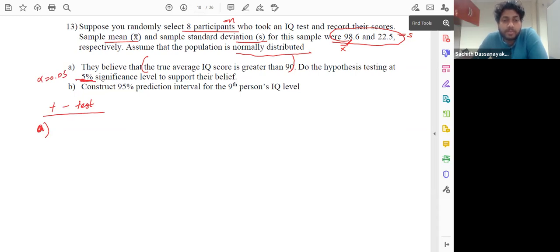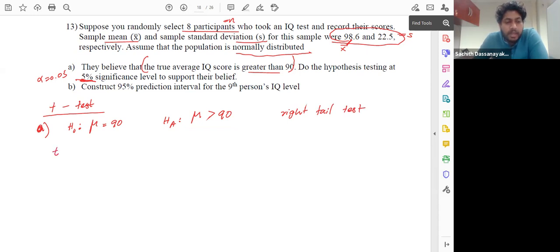Support their belief. Yes, you have to check this. So your H naught is always mu equals 90. Your HA is what? Greater than, so mu greater than 90. This is a right tail test, one tail, right tail test. Okay, let's conduct this.